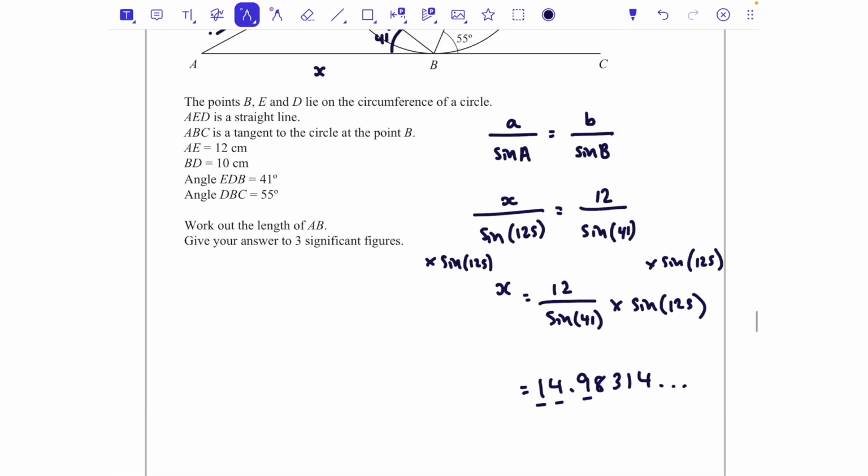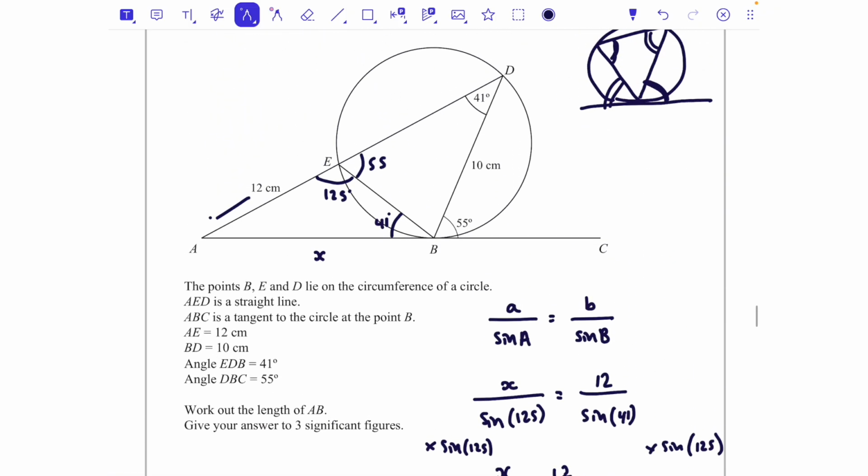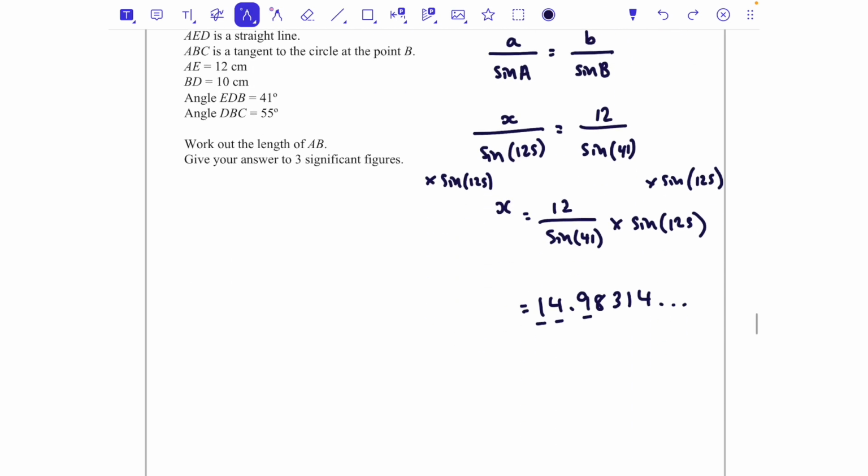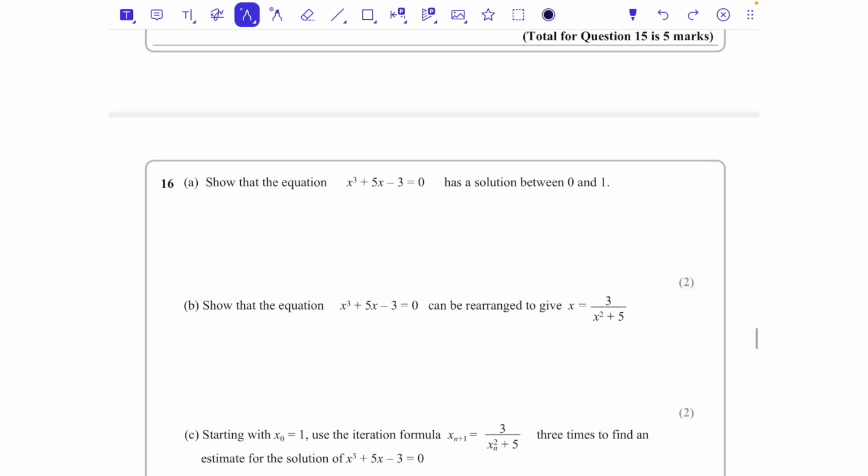Now that wasn't the only way you could have done it. You could have also used the cosine rule. So how would we have used the cosine rule? Well, I would have used the sine rule over here to get this side. And then once you'd worked out this side here, you could then use the cosine rule, these two sides and that angle, to work out the opposite side. So you could have done it that way as well, but you should have got the same answer. So there we go, 15.0, 5 marks for that one.